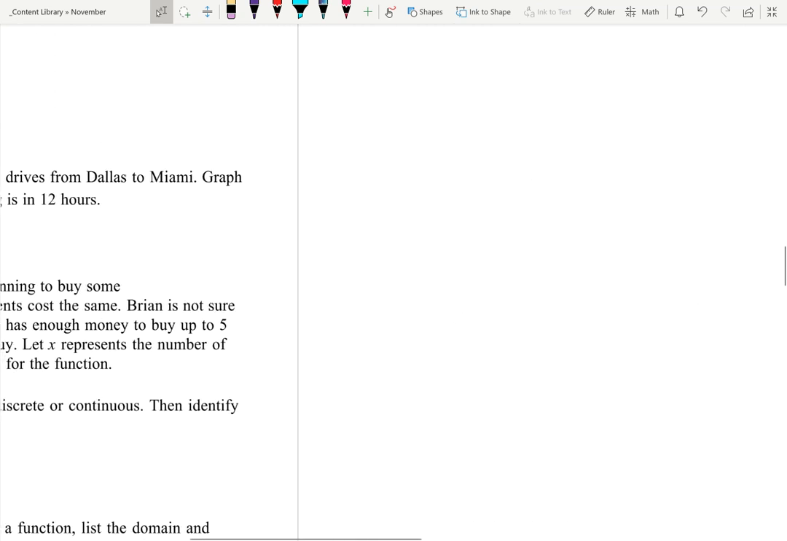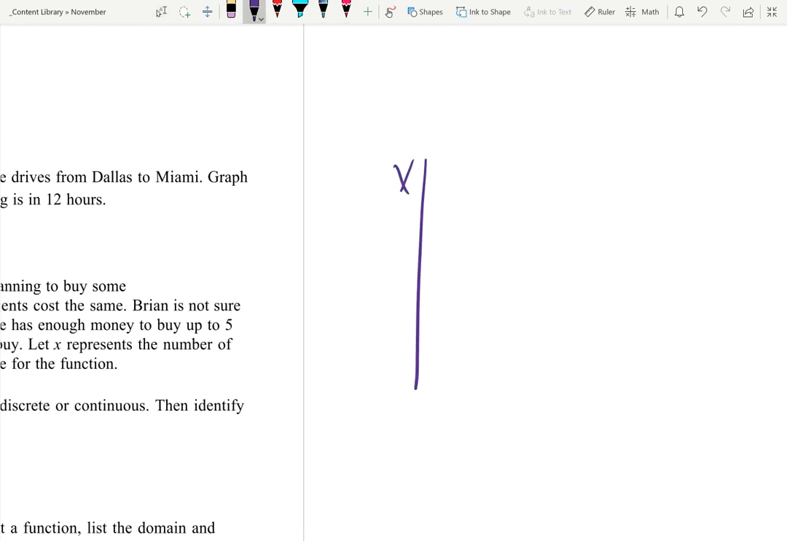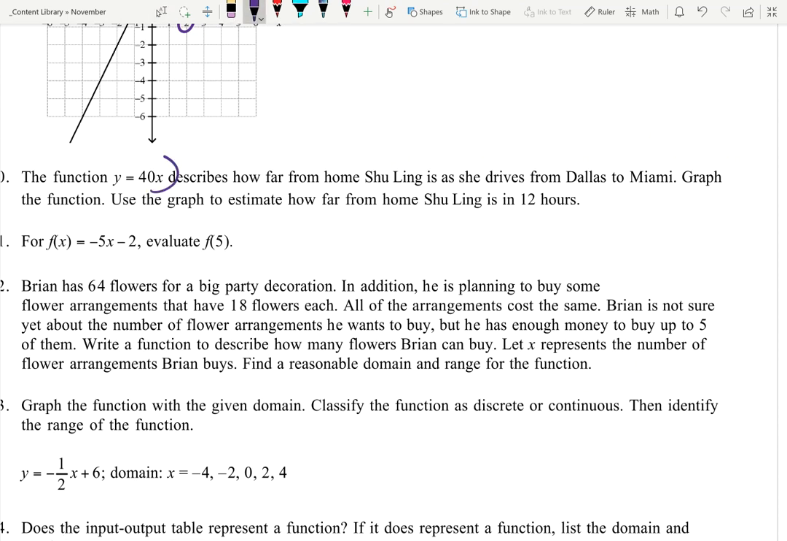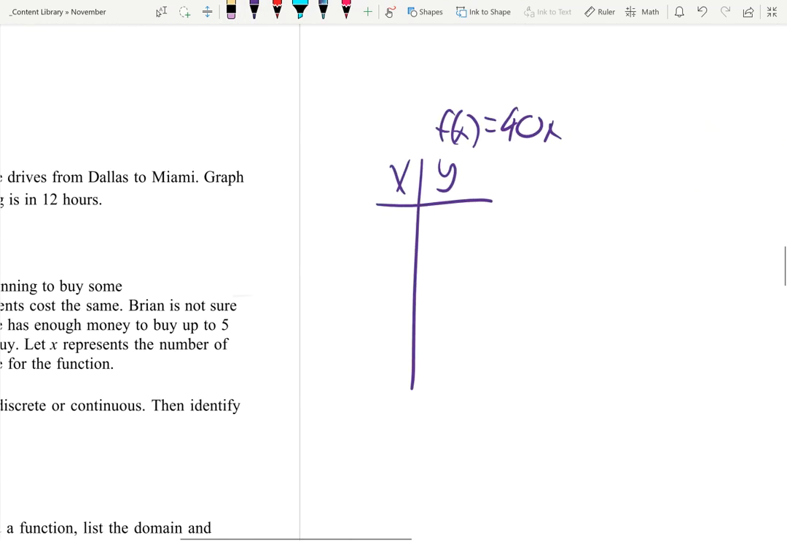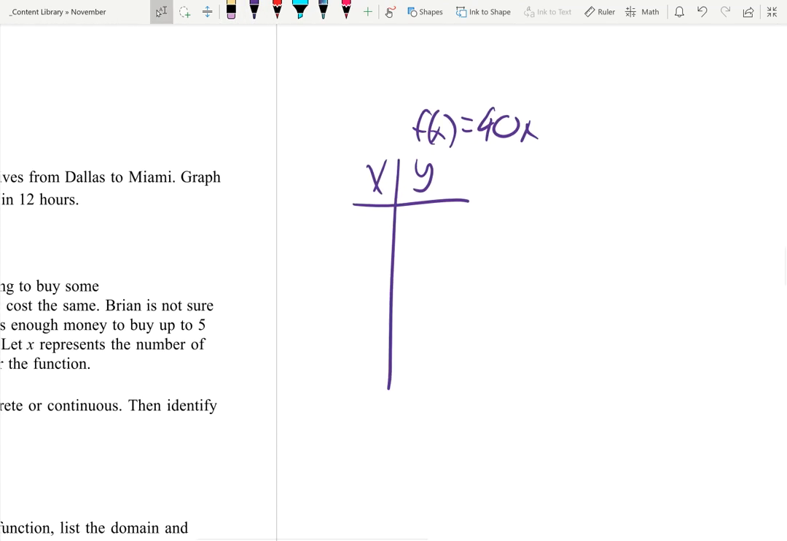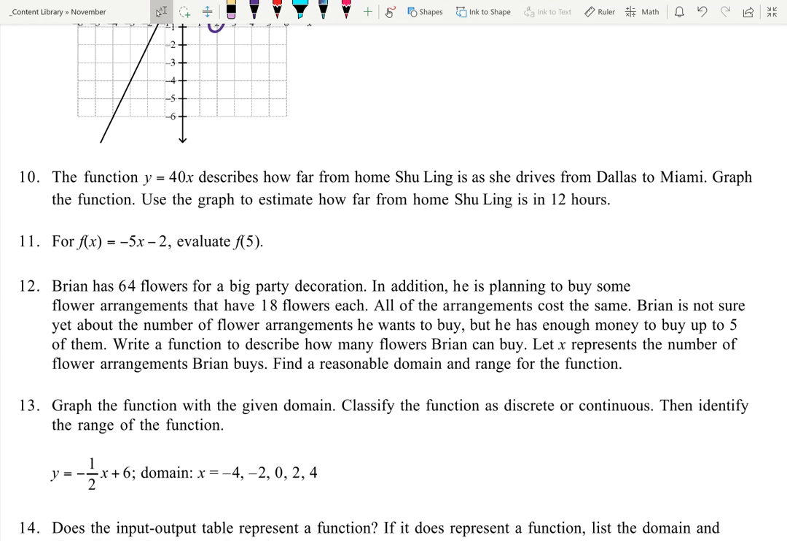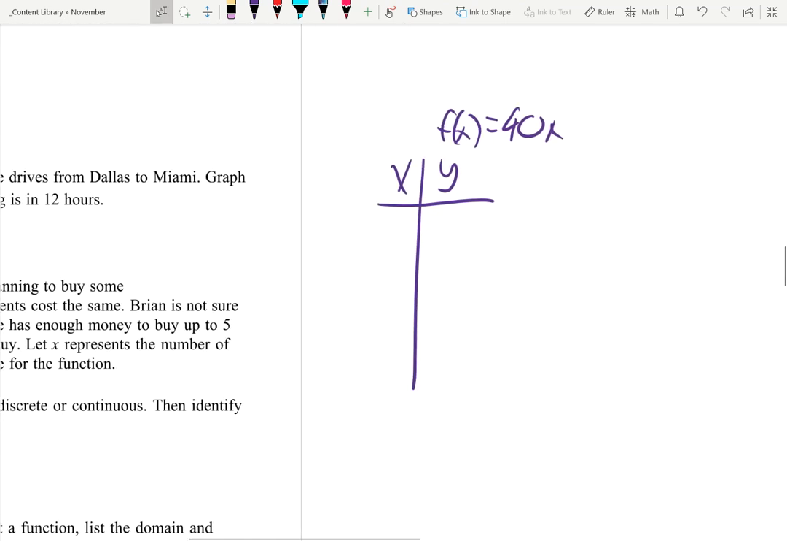So again, before I graph something, what's the first thing I should do? Make a table, okay? So f of x equals 40x, or y equals 40x, same thing. All right, so it does not give me any x values to plug in. It just says, here's your function, go ahead and graph it. So that means we have to pick our own x values.